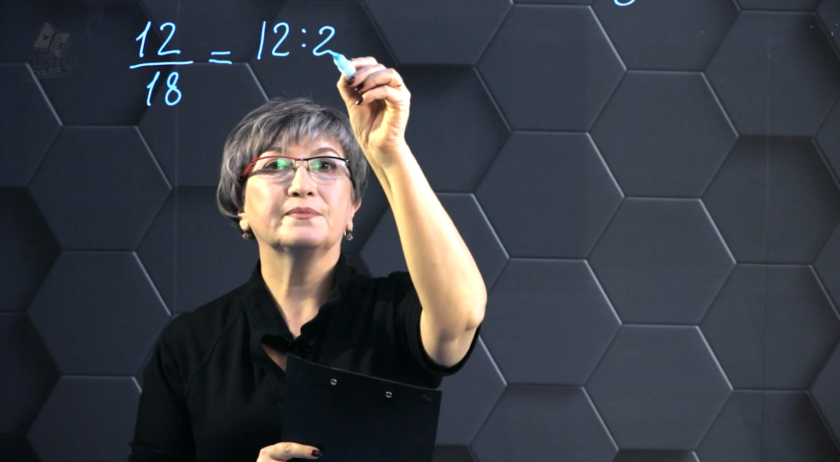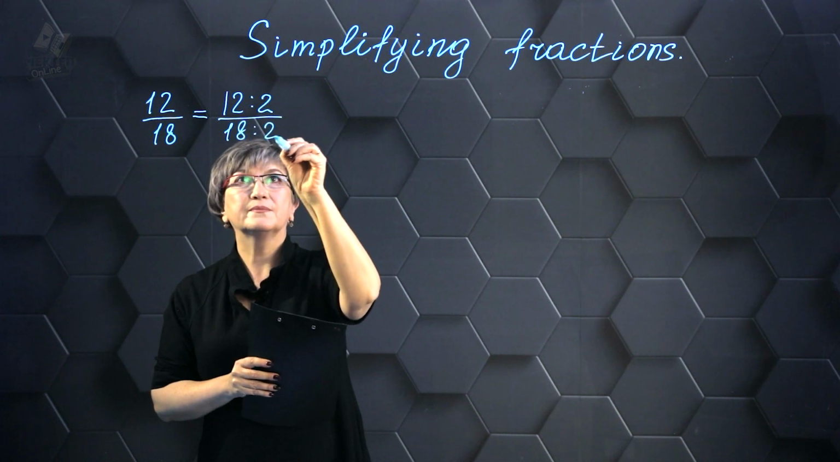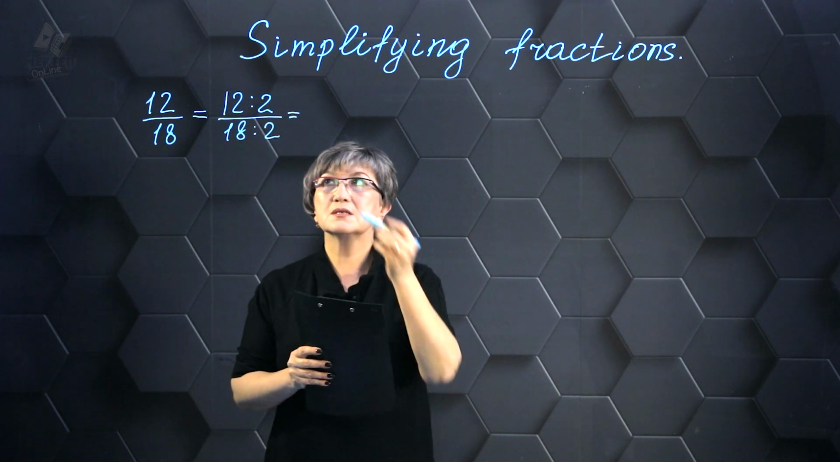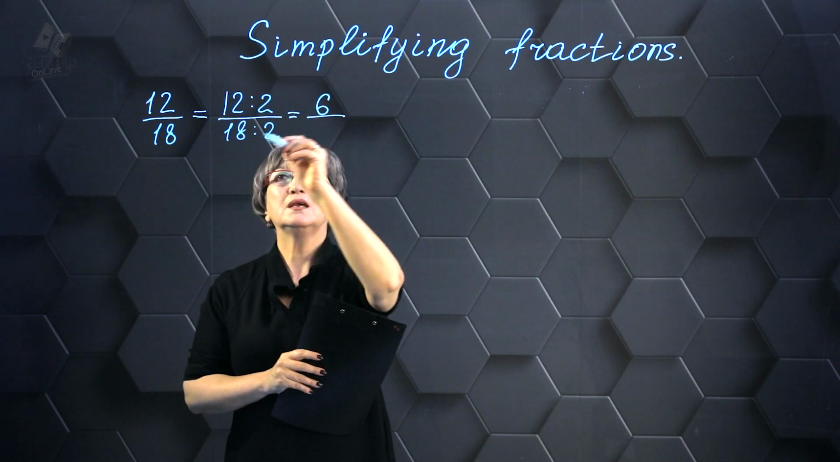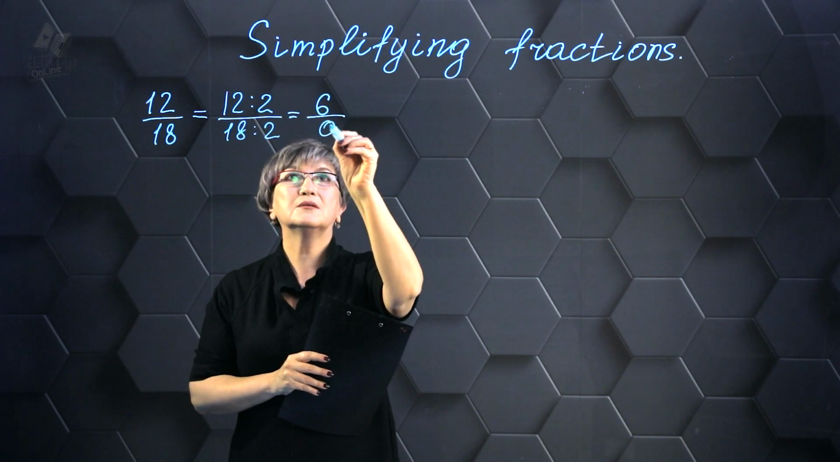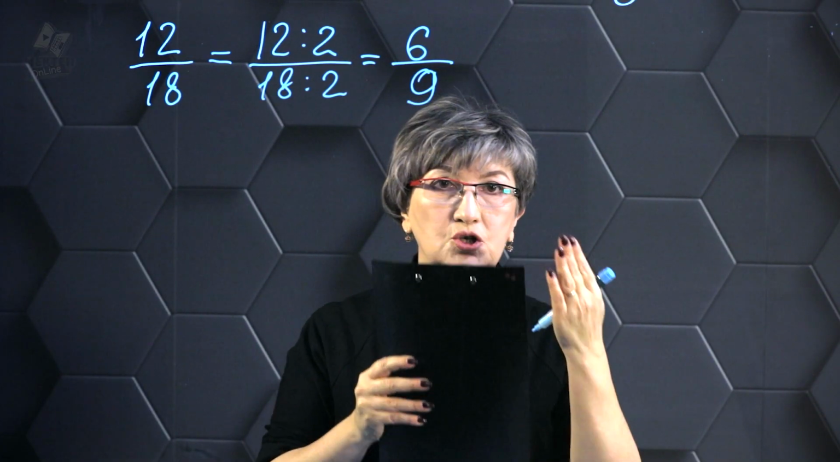Furthermore, I divide the given number 18 by 2 to calculate the final result accurately. Hence, we obtain 12 halved as 6 and 18 halved as 9. The numbers 6 and 9 have an extra common factor, which is 3. In other words, when I divide 6 by 3, I get this result.